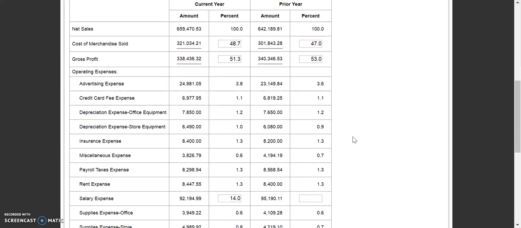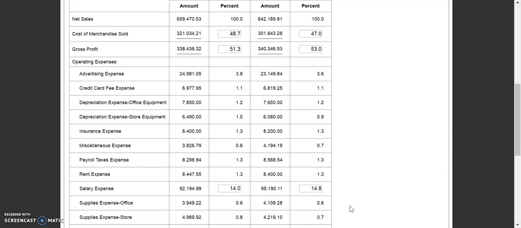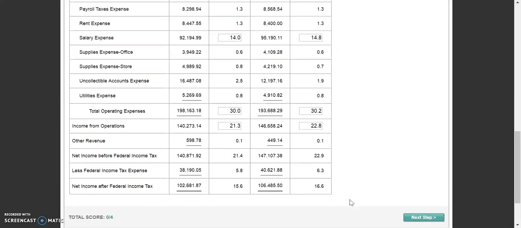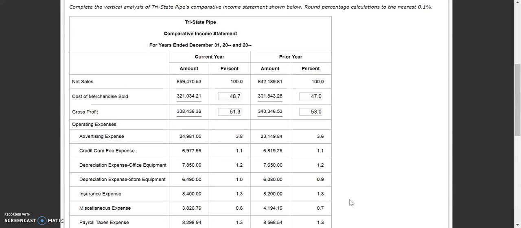Scrolling down to our salary expense. Salary expense actually went down a little bit from 95 to 92. So we take that 95 divided by the 642, and we end up with 14.8. And then our last two again are the total operating expenses and income from operations. So again, we're just going to take each of those divided by our net sales total, and we wind up with 30.2 and 22.8%. So that should take care of our vertical analysis for both years.